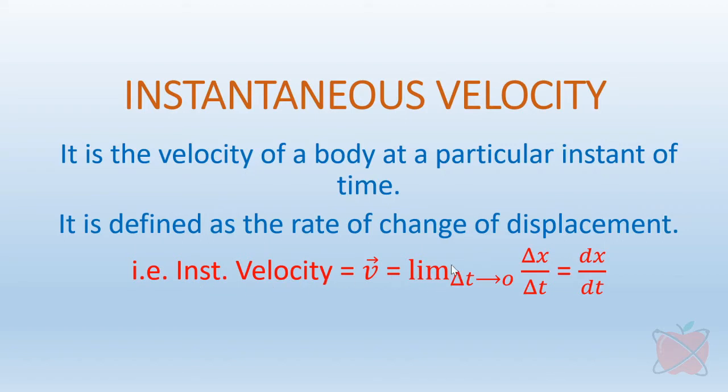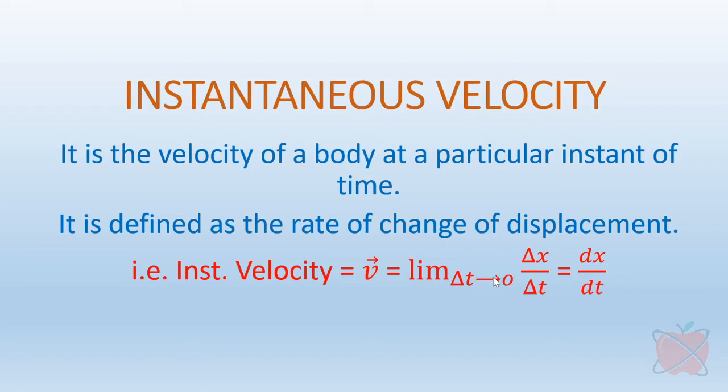We use this notation, a mathematical notation called the limit. Displacement by delta t, which is the time interval. So delta x by delta t is nothing but the average velocity. We can also say that it is defined as the average velocity taken over a small time interval, when delta t is tending to 0.